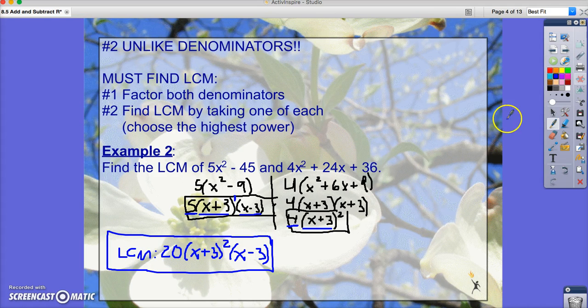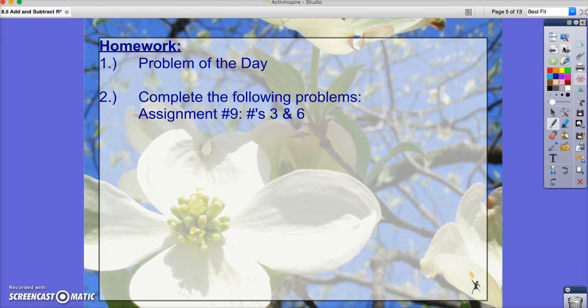And that will lead us into tomorrow's lesson, where we take this part and the adding and subtracting part and combine them together. Now, that's it for today.